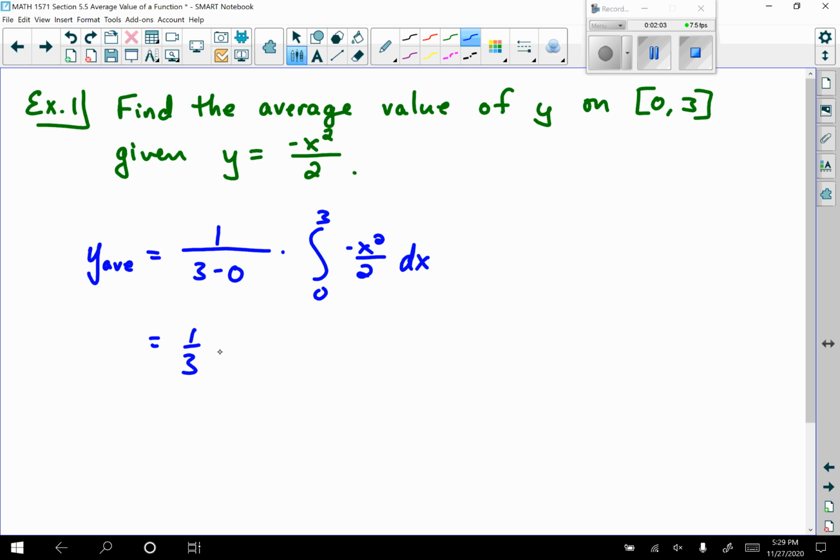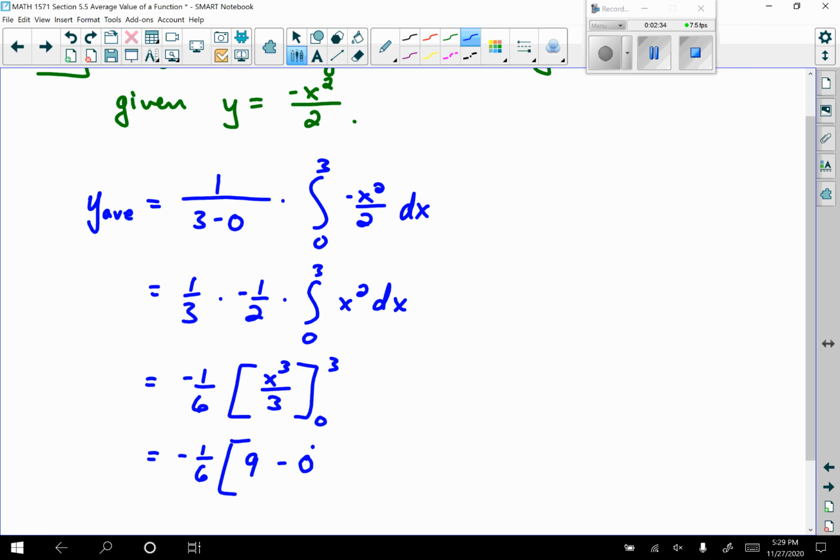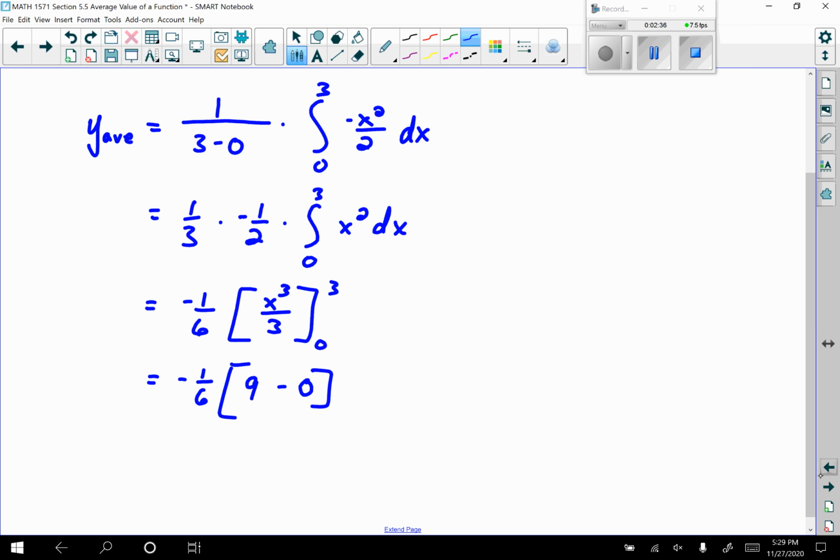So we're going to get 1/3. I'm going to pull the 1/2 out in front, actually a negative 1/2, times the integral from 0 to 3 of just x squared dx. So we could say that this is negative 1/6 times the antiderivative here, x cubed over 3 from x equals 0 to x equals 3. So we're going to get negative 1/6. 3 cubed is 27, divided by 3 is 9, and then we get a minus 0. So we're going to get negative 9/6, or we could simplify this to negative 3/2.